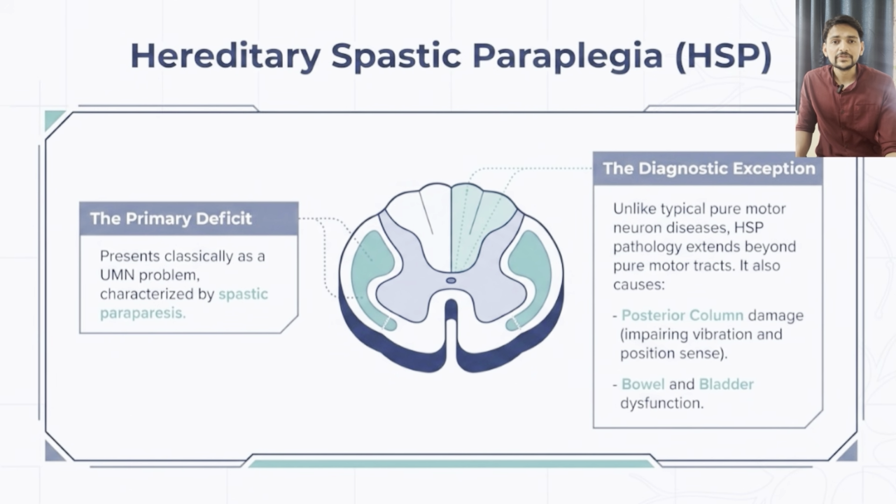So whenever you see a case which has both UMN and LMN type of features, particularly asymmetric manifestations with prominent wasting, atrophy, fasciculations and all, think of motor neuron diseases and try to look for the structures which are commonly spared: sensory, bladder, cognition, oculomotor parts. So these structures are particularly spared. That is again a strong clue towards motor neuron diseases.